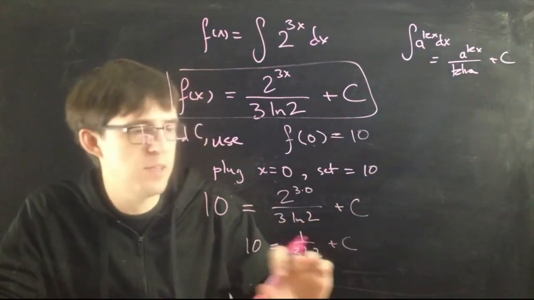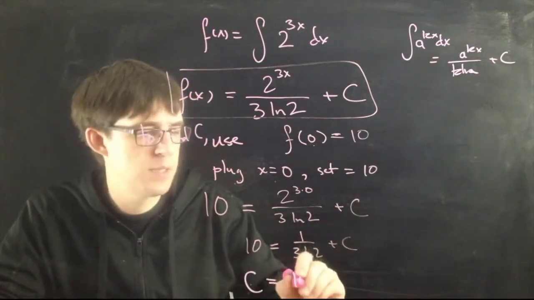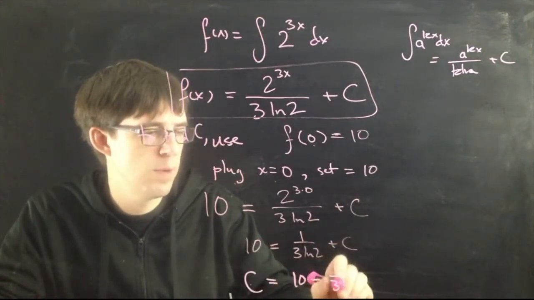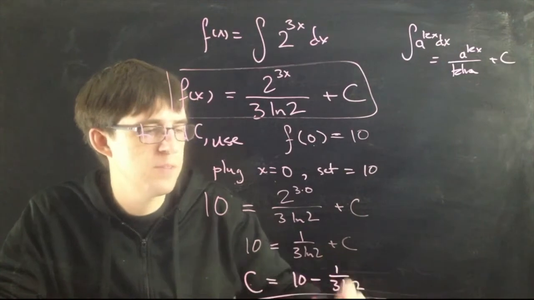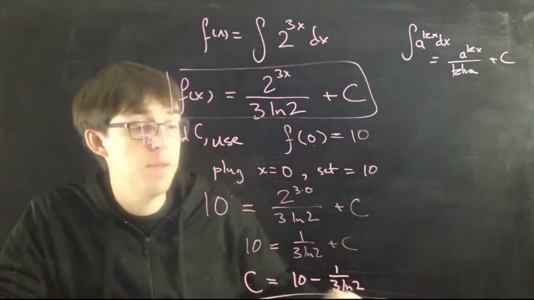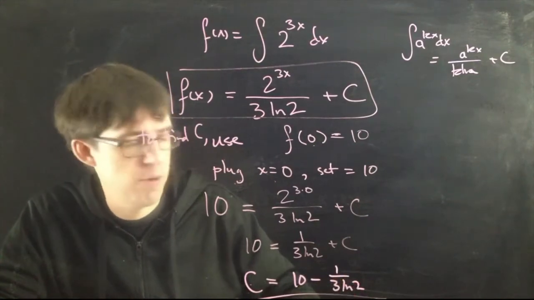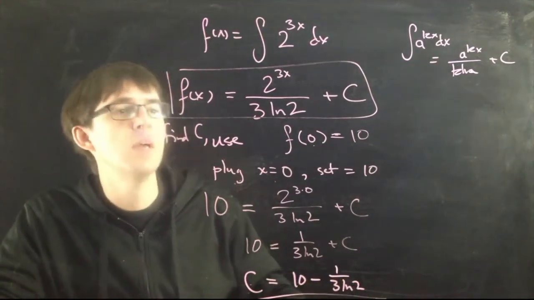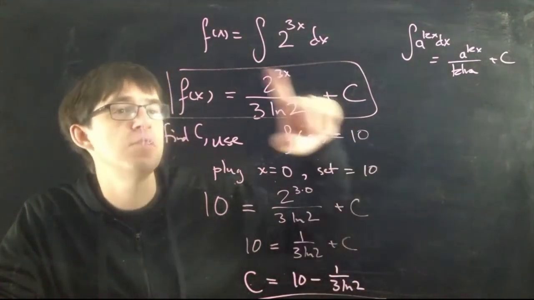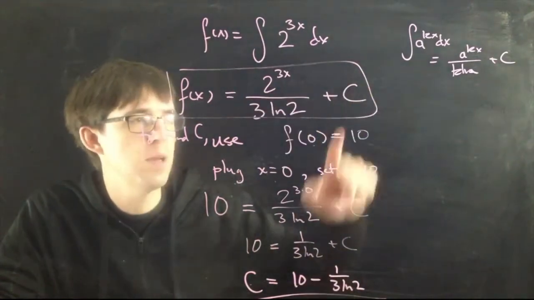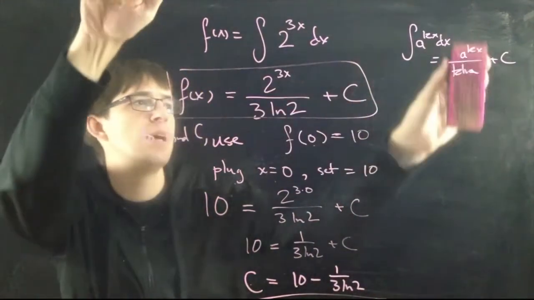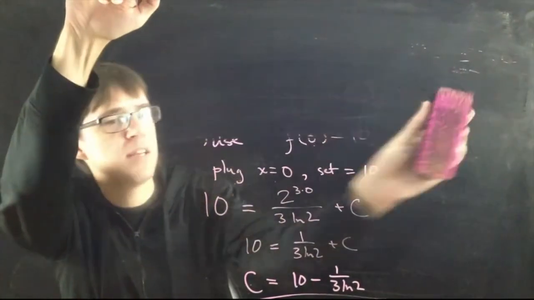Can we solve for c? Yeah, you subtract that thing. c is 10 minus 1 over 3 ln 2. That's what the c is. If you want to know this, that's just a number, right? You can plug it into your calculator if you want to. That's a number, whatever it is. So what's our final answer? Our final answer is this formula here, but with this number instead of the c, because I don't want to see an unknown constant in the answer.